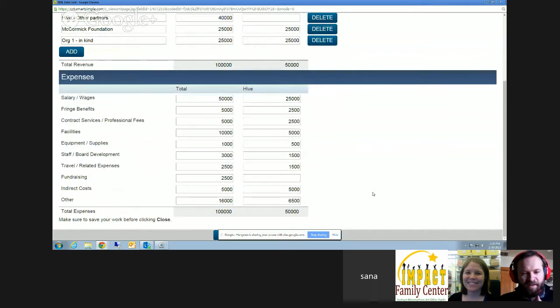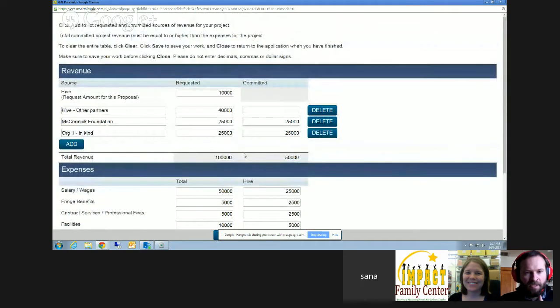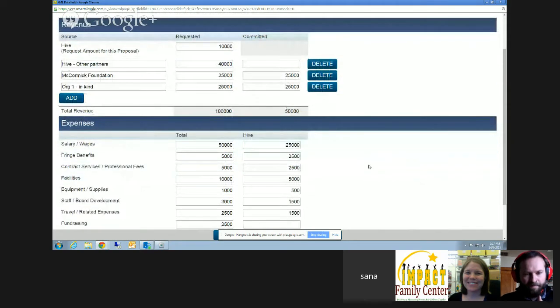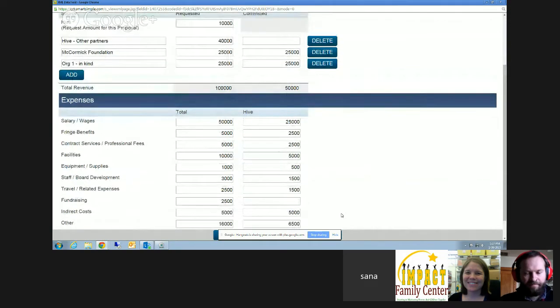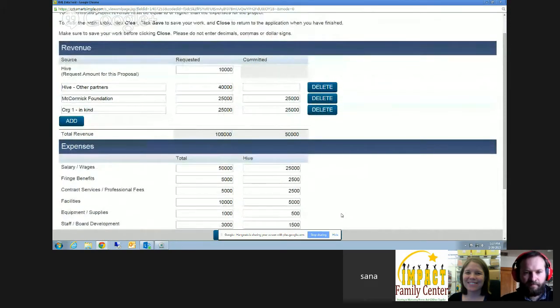Sorry, because you guys are in a large room, sometimes it's a little hard to hear, and so I just wanted to repeat that. Again, the 50,000 that Sana pointed out on the Hive total expenses needs to match the sum of the first two rows, Hive and Hive other partners, and the total expenses of the entire project should also match the total revenue for the entire project. Correct.